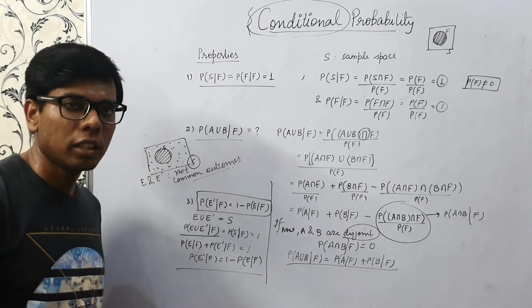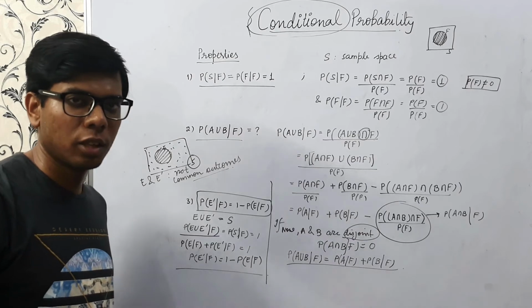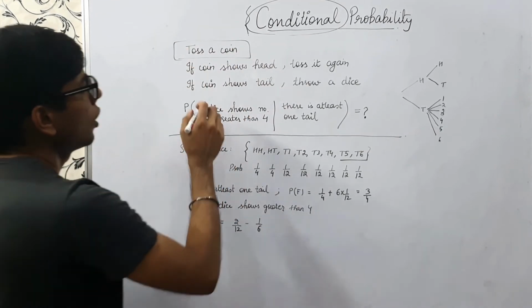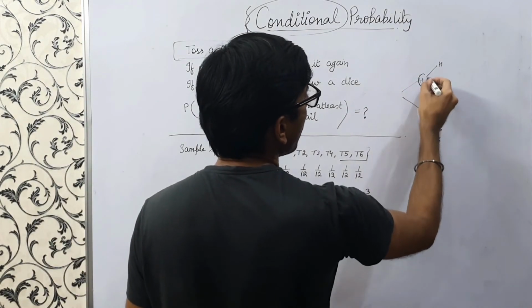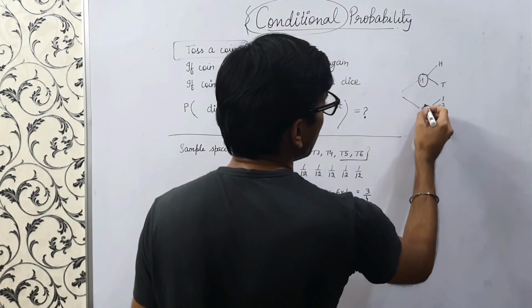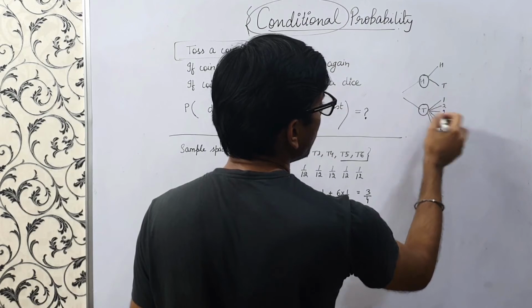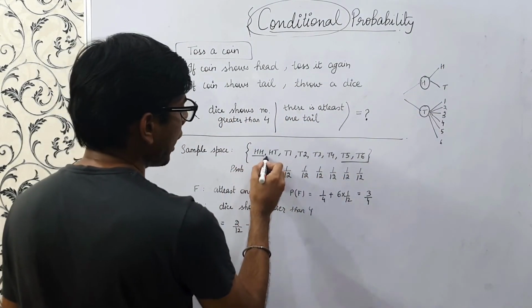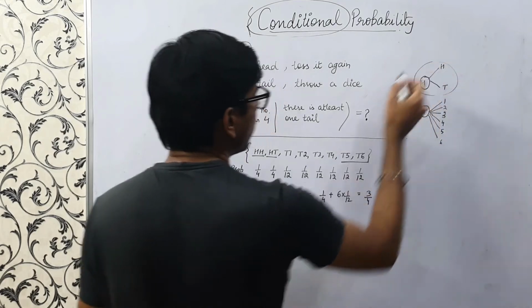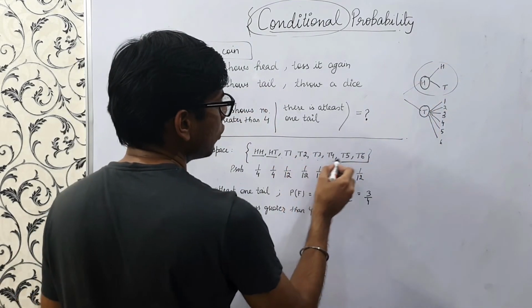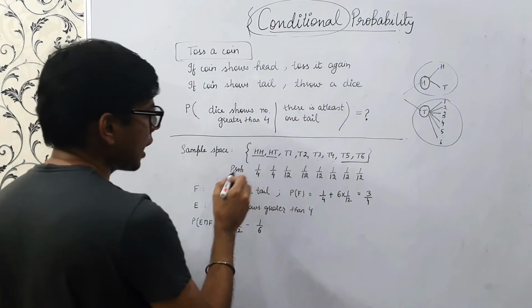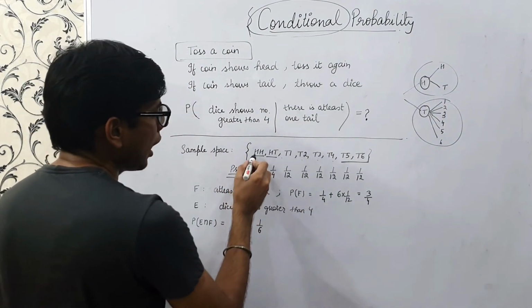Now we'll discuss an example related to conditional probability. So consider this example of tossing a coin. We'll toss a coin. If head comes, we'll toss another coin. If tail comes, we'll throw a dice. So these are the outcomes. So what is our sample space? Head-head, head-tail from here, and T1, T2, T3, T4, T5, T6 from here. So this is our sample space, and the associated probabilities are as follows.